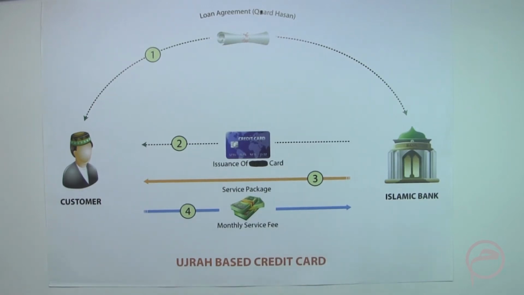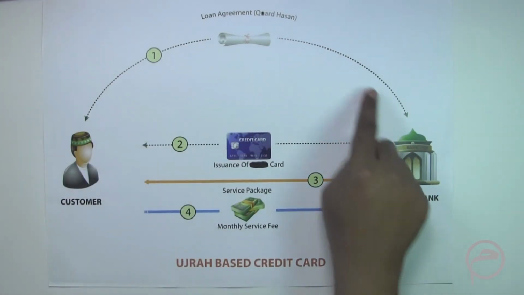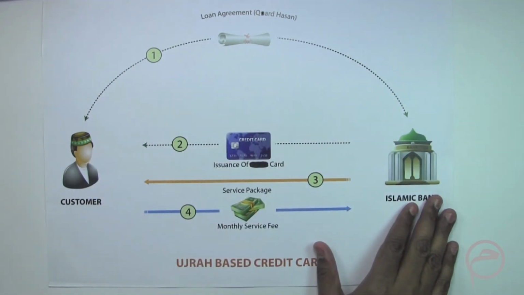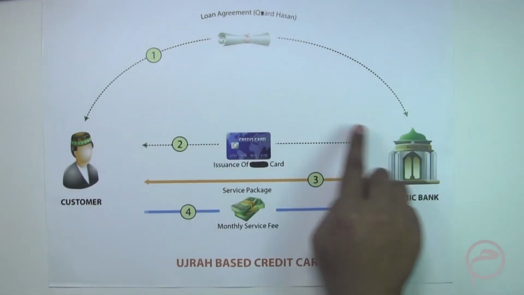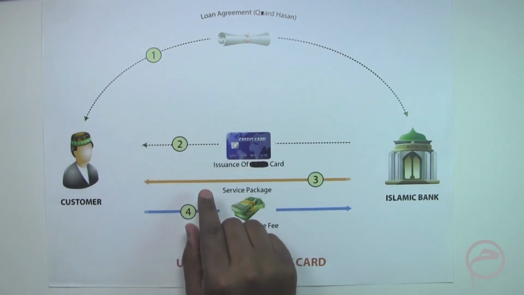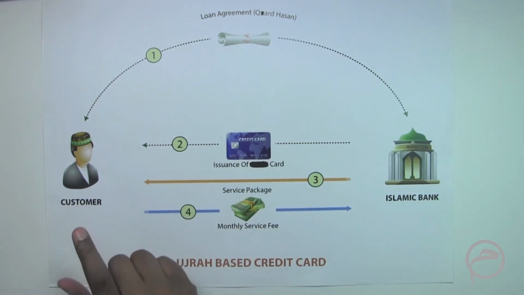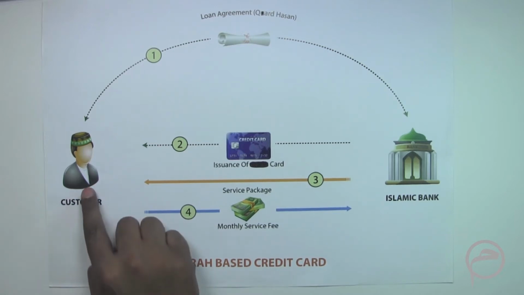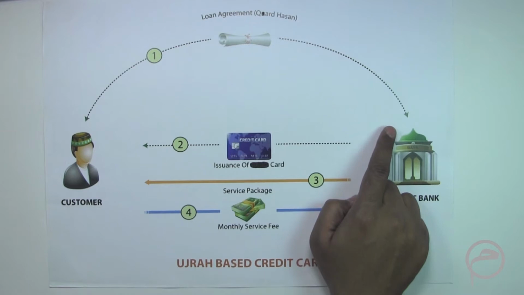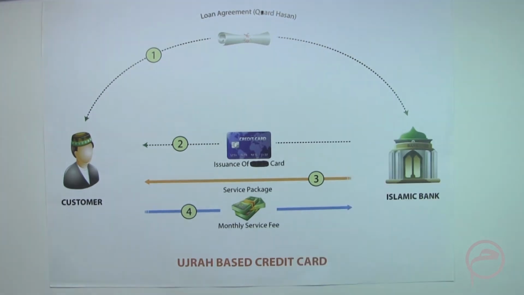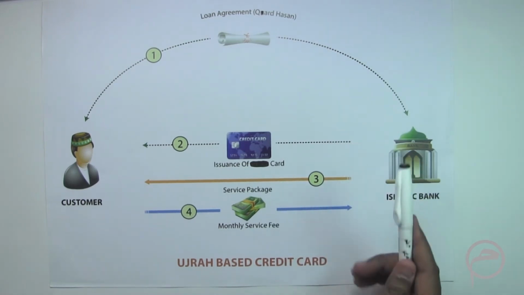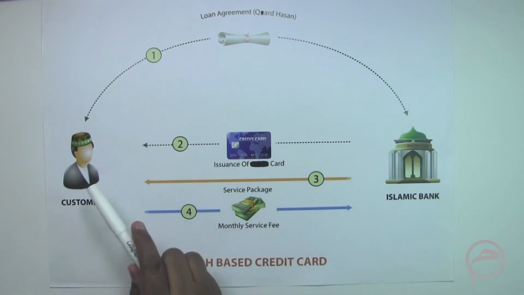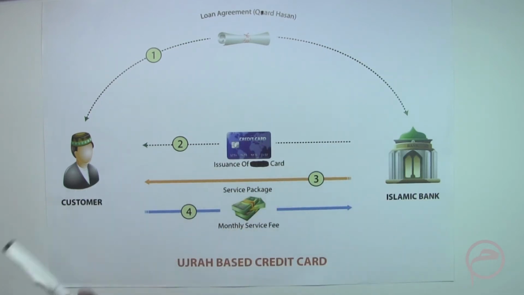Ujrah means a service. Basically in this structure, the customer enters into a Sharia compliant loan contract with the Islamic bank, and the Islamic bank provides the limit of the loan. For example, if the limit provided by the Islamic bank is $100, the customer is entitled to receive $100 as a loan, but the customer will not pay any fixed interest over the $100 taken as a loan. So there is a Sharia compliant loan contract, wherein the Islamic bank makes an agreed amount available as qard, or as a loan, to the customer.